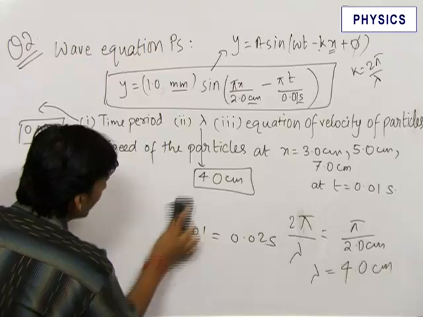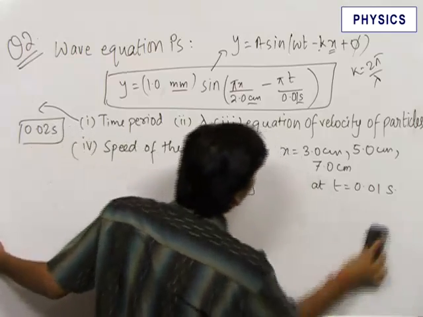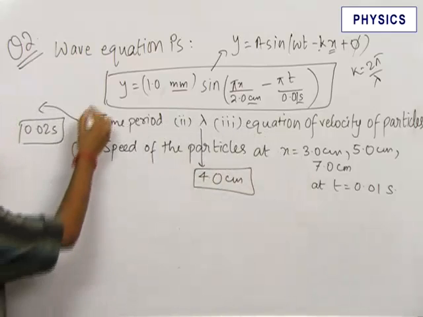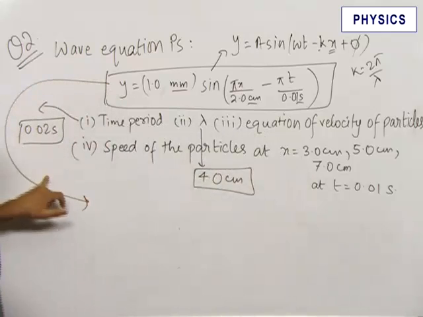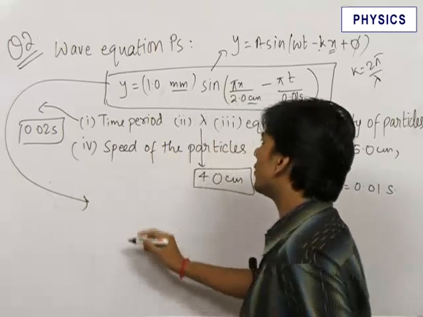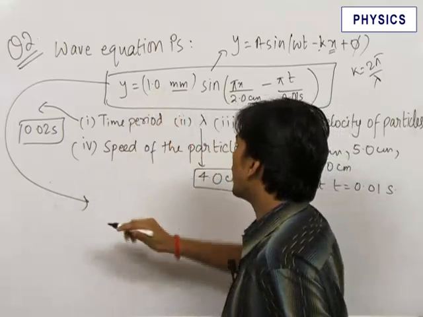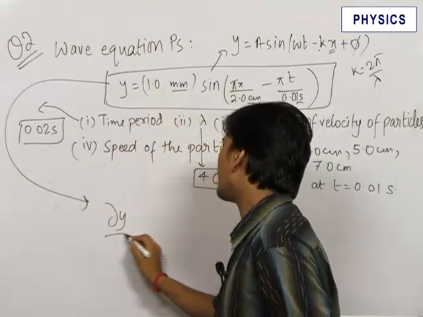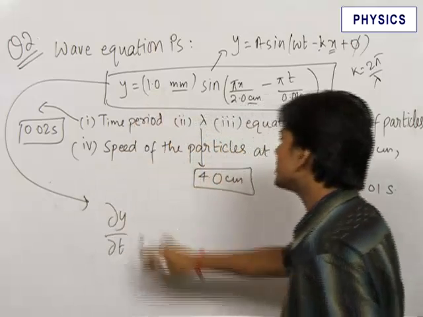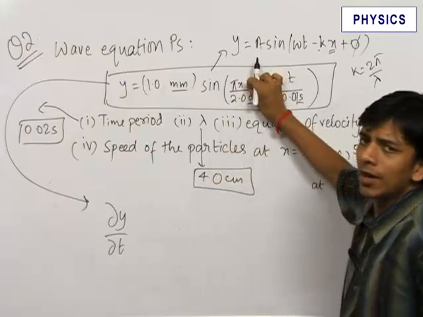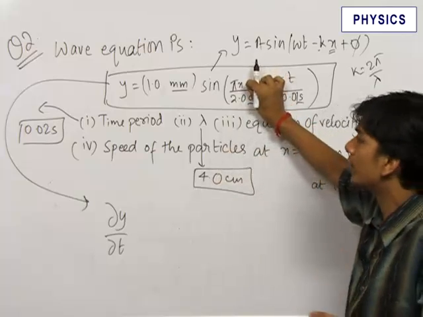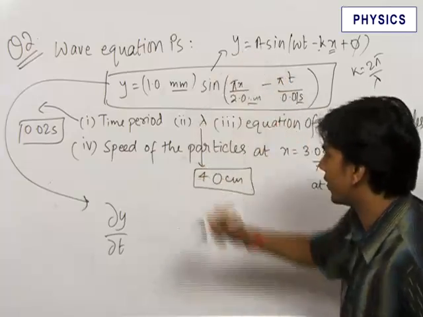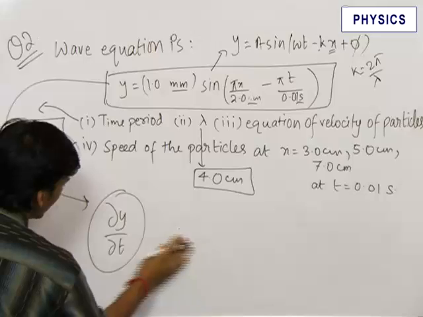Now for the third part, we need to find out the equation of the velocity of the particles. So the equation of velocity of particles is obtained from this. To find out the velocity of particles, we have to differentiate this partially with respect to t, that is del y by del t. This is because for any fixed x, we are trying to find out the velocity of the particle at different times. That is, we fix the x and then we differentiate. That is known as partial differentiation with respect to t.